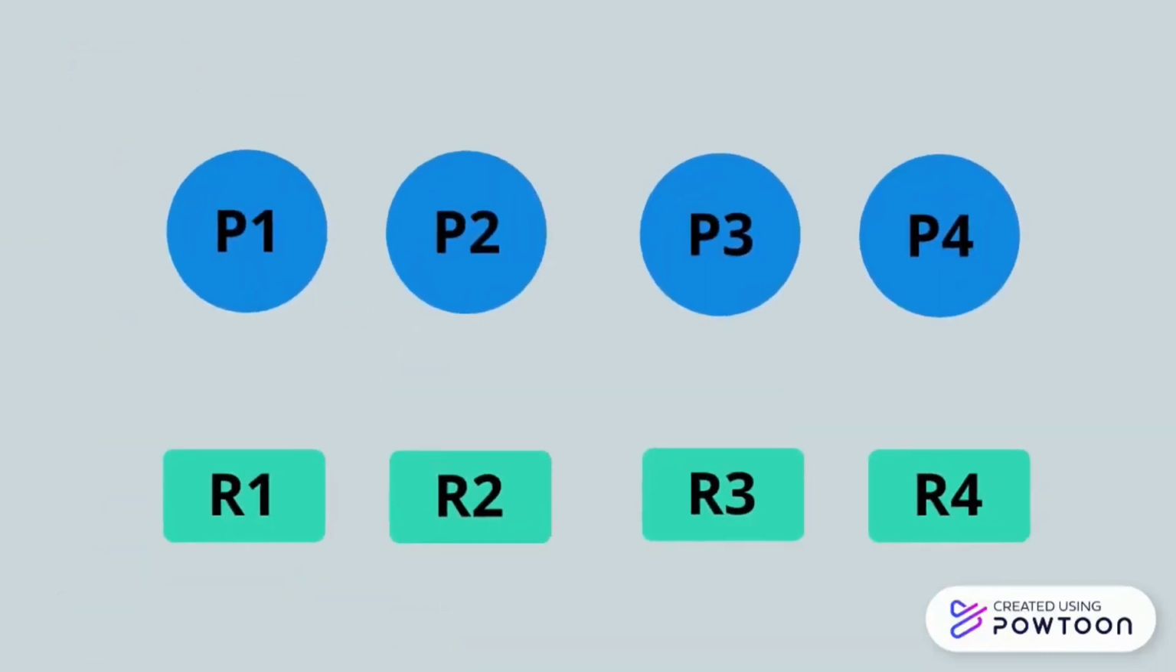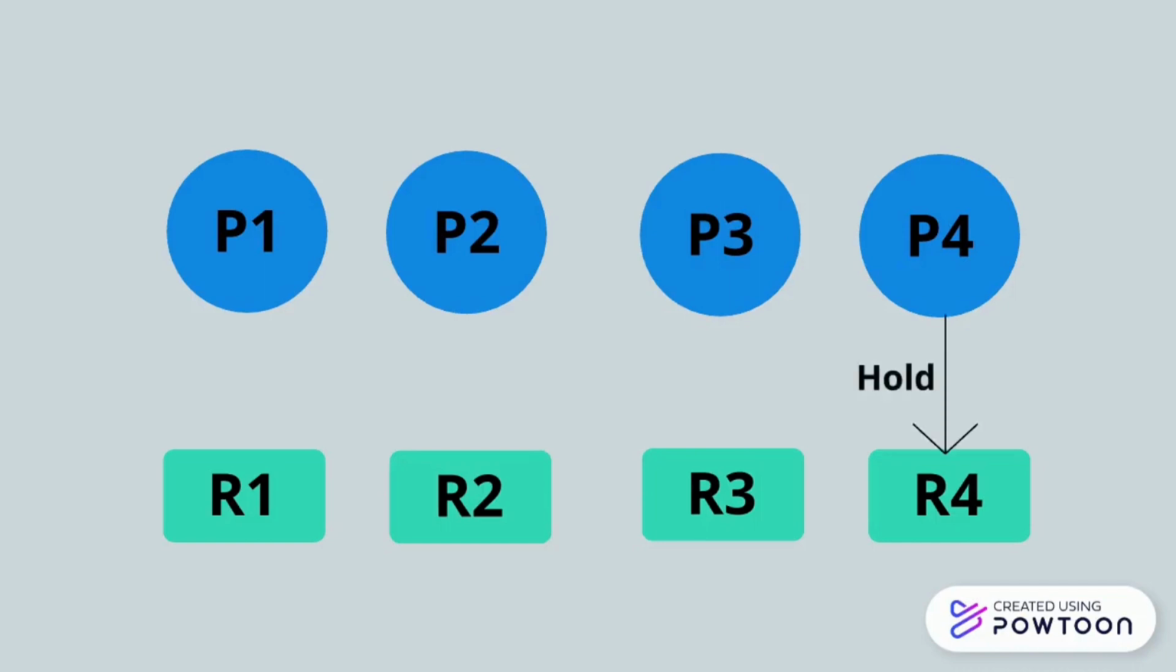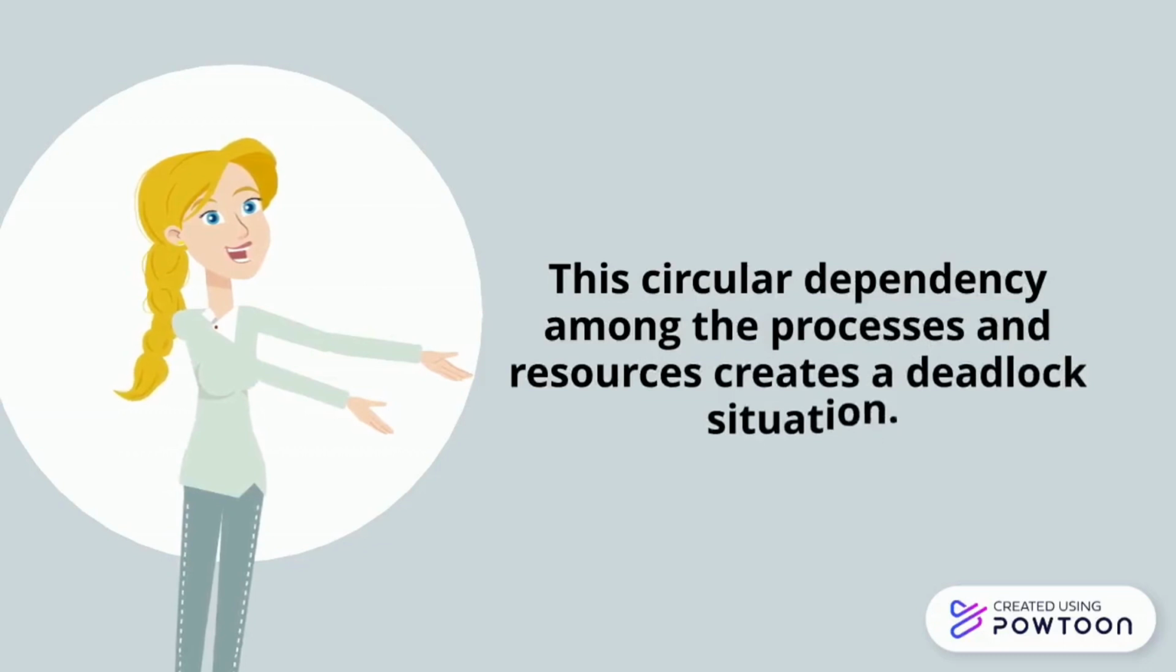In this case, process P1 holds resource R1 and requests resource R2. Process P2 holds resource R2 and requests resource R3. Process P3 holds resource R3 and requests resource R1. And process P4 holds resource R4 and requests resource R3. This circular dependency among the processes and resources creates a deadlock situation.